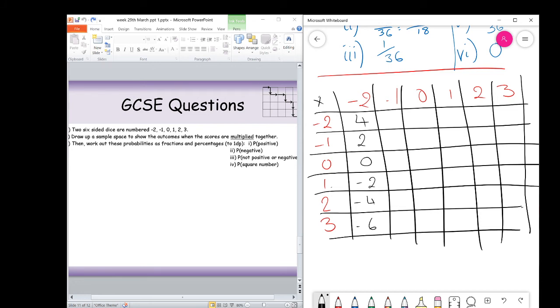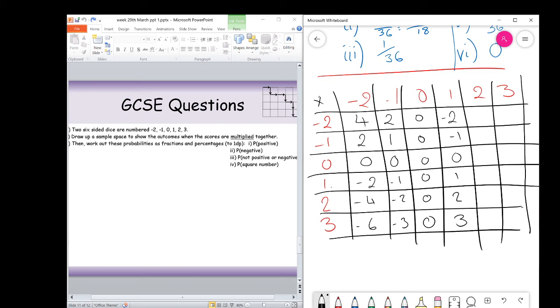-2 times -1, we've already done that before, is just 2. -1 times -1 is 1. 0 times -1 is 0. Spot the pattern: -1, -2, -3. 0 times anything is just 0. 1 times -2, I've got -2. 1 times -1, so I've got -1. Spot the pattern.